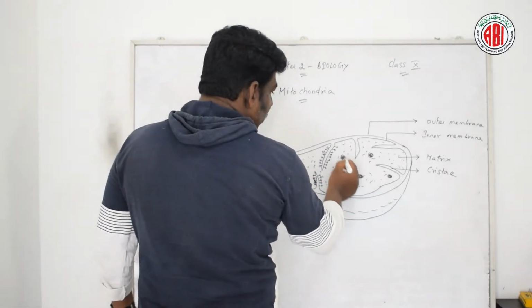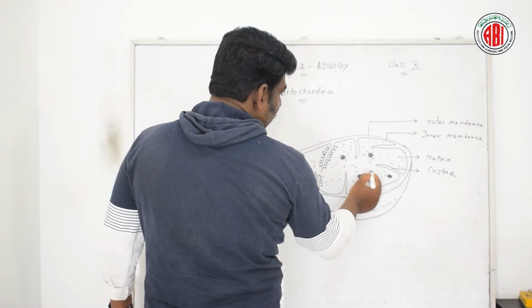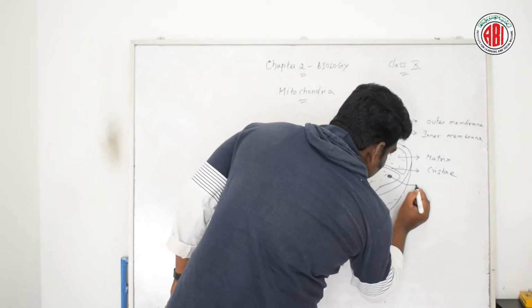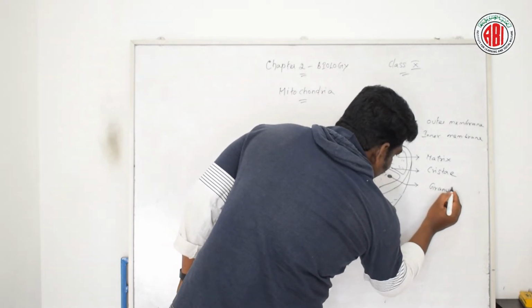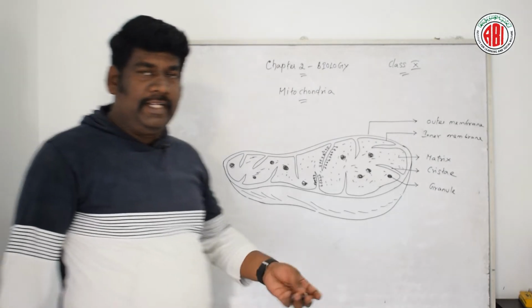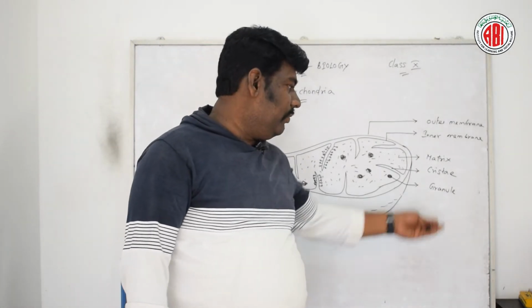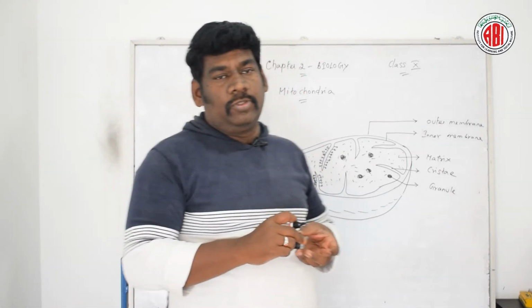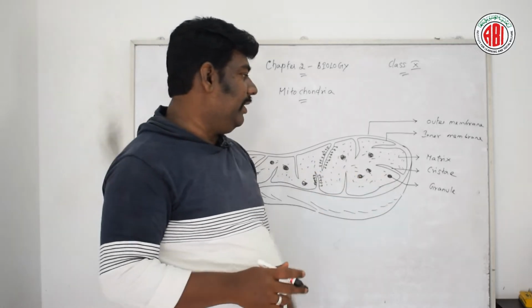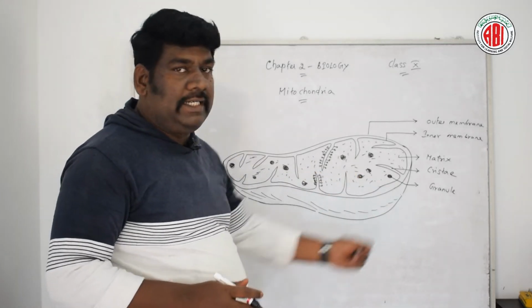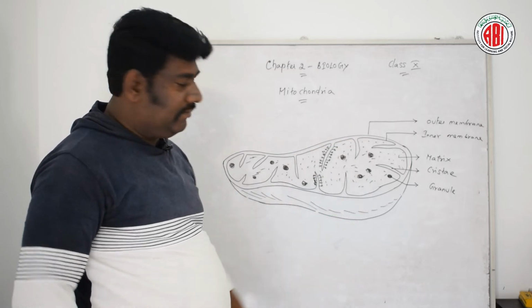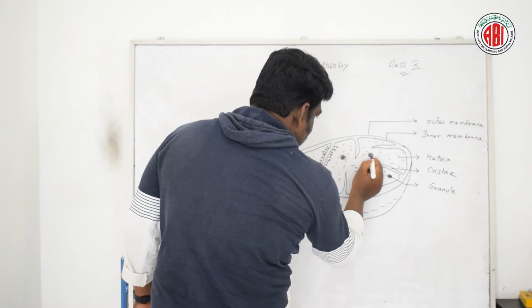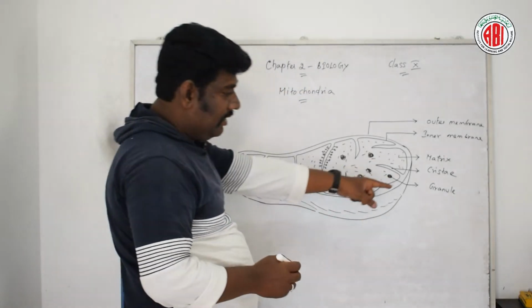And here we can see some dark stained bodies, here in black color. This black color, dark stained structure is called granule, lipid granule or starch granule. We could mention that. Just mention that it is a granule. So that is one of the labelings we are going to add to the rest of the labelings. And these large size stained bodies are called granules.